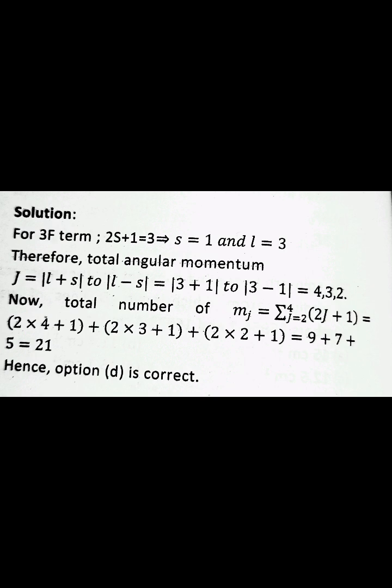Then the total number of mJ is equal to the summation over J equal to 2 to 4 of 2J plus 1, and this is equal to 2 into 4 plus 1 plus 2 into 3 plus 1 plus 2 into 2 plus 1, and this is equal to 9 plus 7 plus 5, this is equal to 21. So here the degeneracy is equal to 21. So the answer is option D.